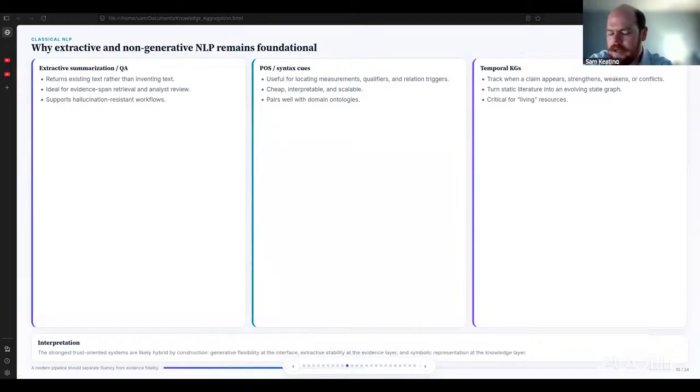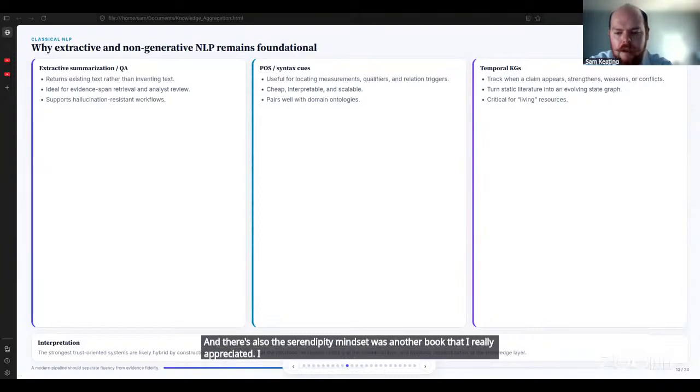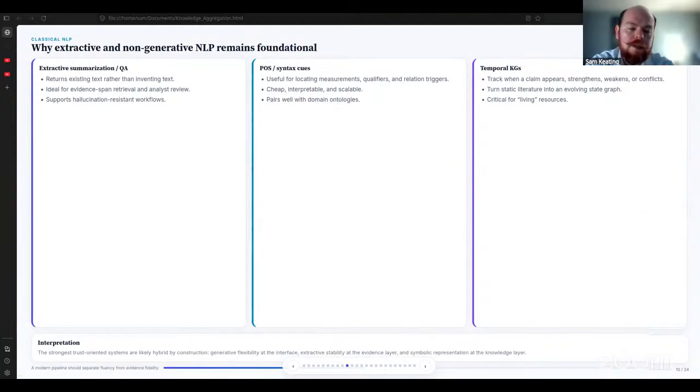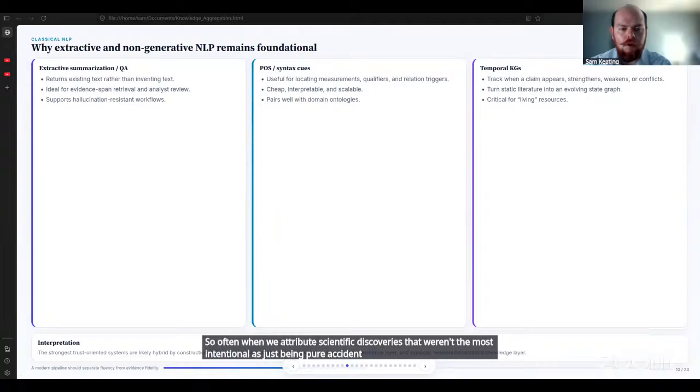And there's also The Serendipity Mindset, another book that I really appreciated. I worked through it recently. Probably two or three others I'll try to add to the shorthand list on my GitHub shortly. The Serendipity Mindset addresses, I think the tagline was, the science of creating or finding good luck. And the main train of thought was just how so often we attribute scientific discoveries that weren't the most intentional as just being pure accident or lucky mistakes or just dumb luck.